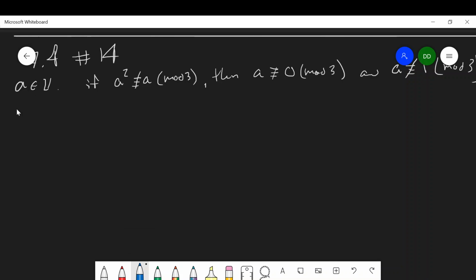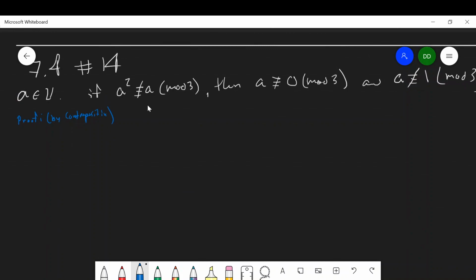So what would be my assumption then? What am I trying to do by contrapositive? So careful here. So here's the hypothesis of my implication. Not that would just be a squared is equivalent to a mod 3. So that'll become the conclusion. That's great. We know what the conclusion should be. A squared is equivalent to a mod 3.